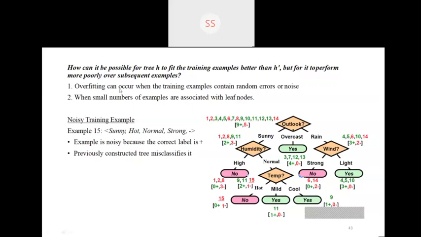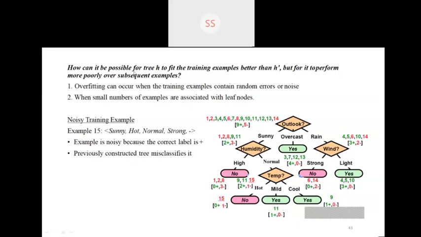So there is an example here of noisy training data. Are these noisy training examples: sunny, hot, normal, and strong. And the last one is not possible, right? The example is noisy because the correct label is plus. It is a positive example. The previously constructed tree misclassifies it. Actually, this is a positive training example, but since noise has been introduced into the data, it classifies it as a negative training example.